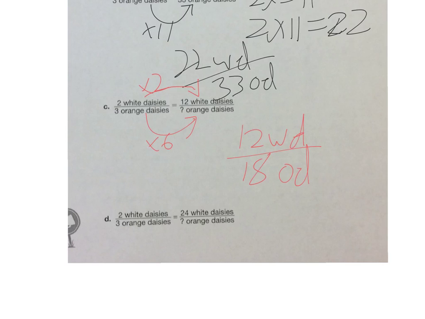And then down here, we work with the same ratio again. It gives us the white daisies. 24 divided by 2 this time is 12, so it's times 12. So you do 3 times 12, and 3 times 12 is 36. That's 24 white daisies to 36 orange daisies.